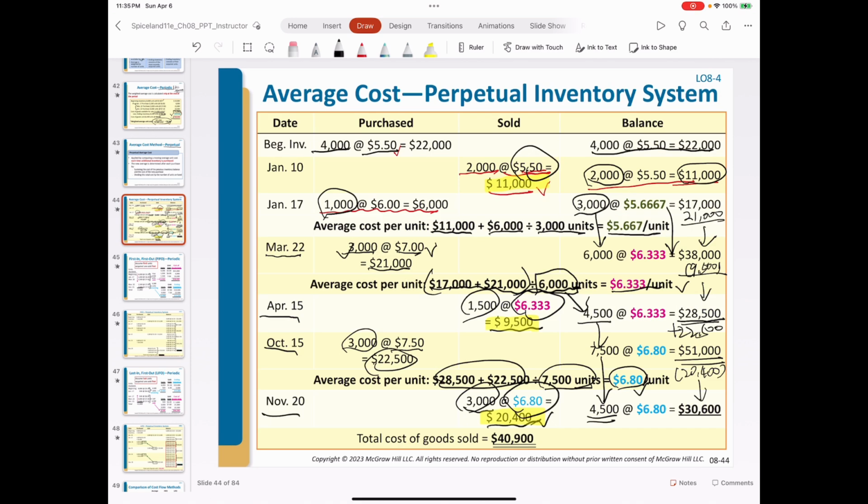The perpetual inventory system is different. And when we account for the cost of sales, we only use the information available on the day when the sale happens.